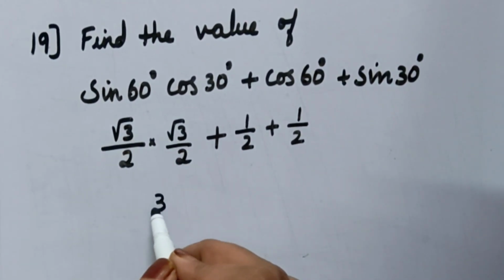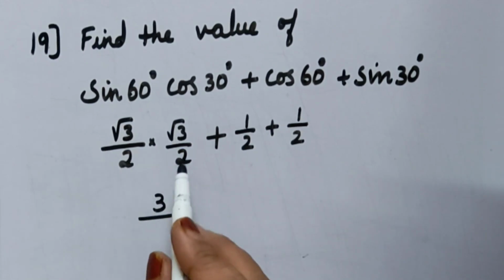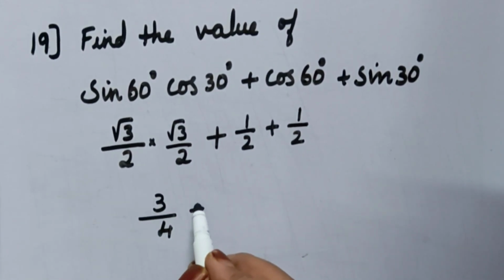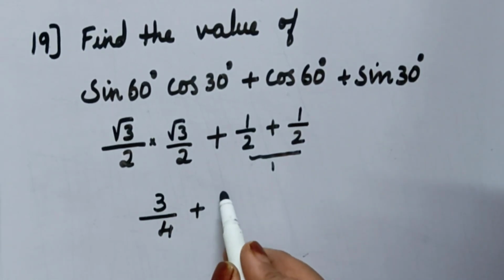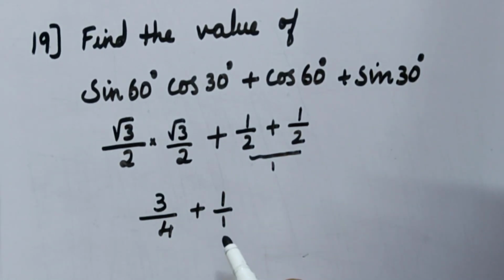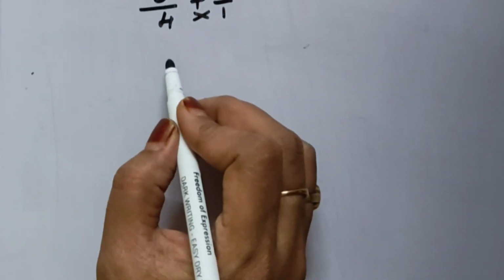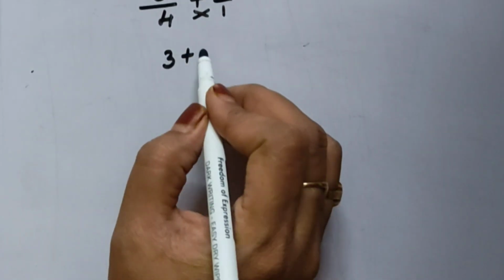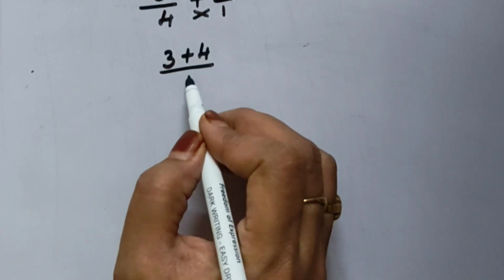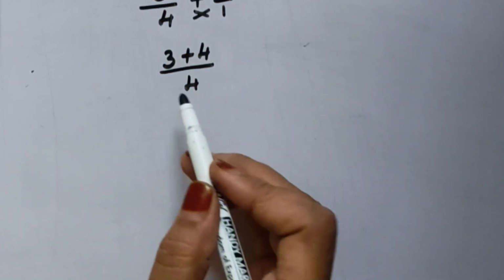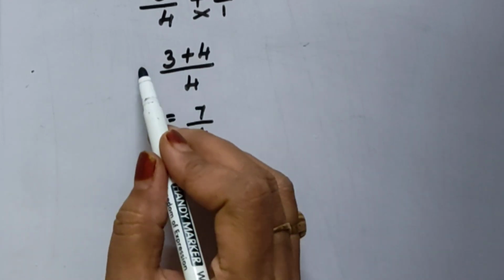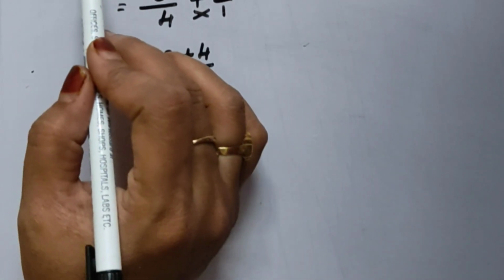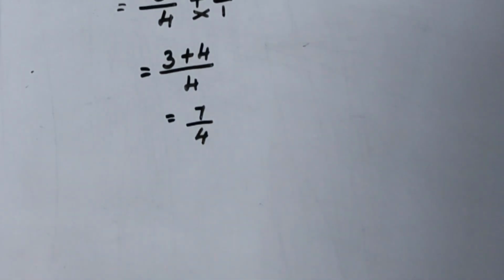Root 3 into root 3 will be 3. 3 upon 2 2s are 4, plus half, when we add we get 1. So I'll just write 1 upon 1. Now we'll do cross multiplication. 1 3s are 3 plus 4 1s are 4 upon 4 1s are 4. Now you get here 7 upon 4. When we add these, we get 7 upon 4. Hope this is clear to you all.